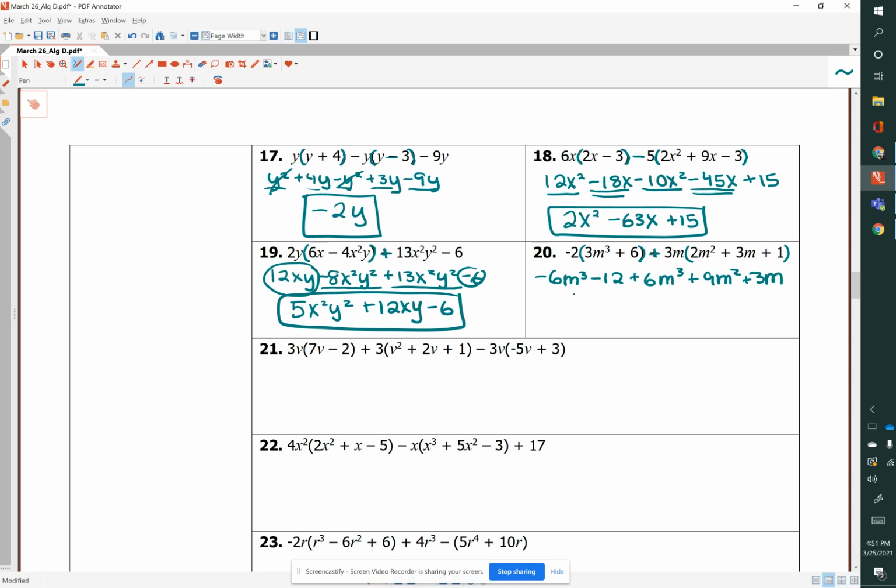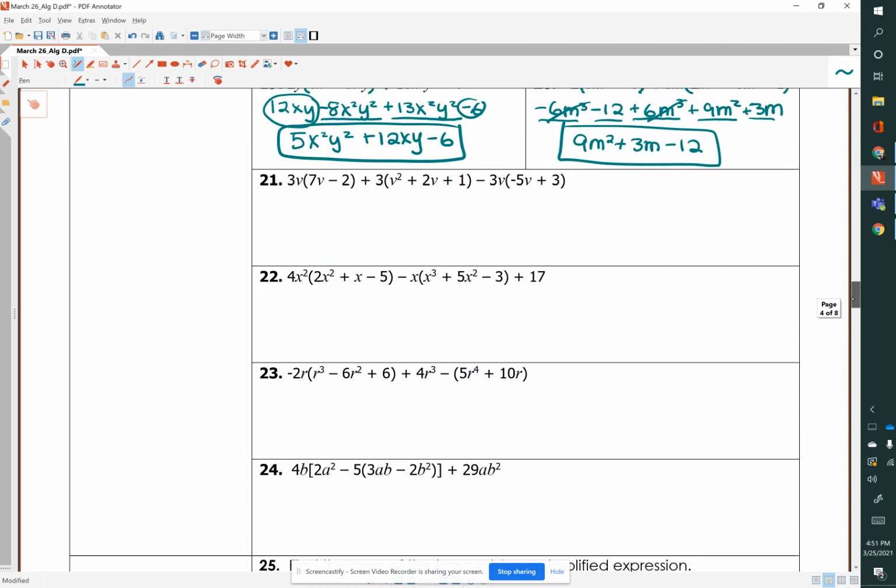So let's see, we've got negative 6m to the third plus 6m to the third, and those will cancel each other out. So we have 9m squared, that will be the first term we write as we write in standard form. And then we have plus 3m, and then our constant, negative 12. And that's our final answer there. So how did you do? I hope you did well.